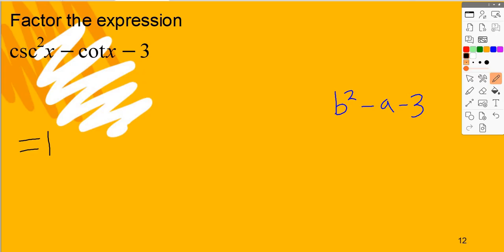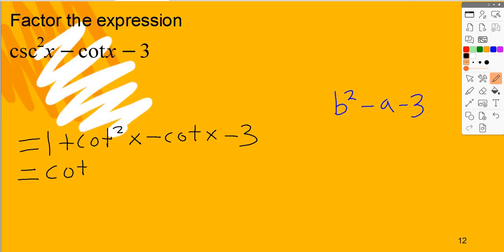Thank you. So we have 1 plus cotangent squared now. Our minus cotangent is still there, and our minus 3. So then, do I have any like terms? 1 and 3. Yeah. Which gives us negative 2. So again, now I have something that looks like that, which is good because now they match.